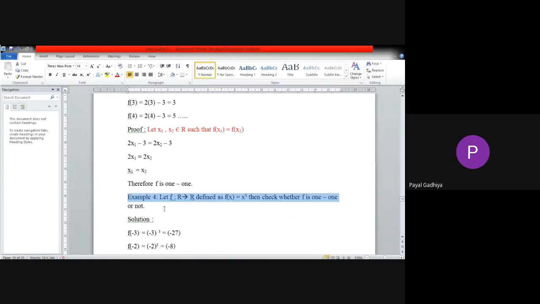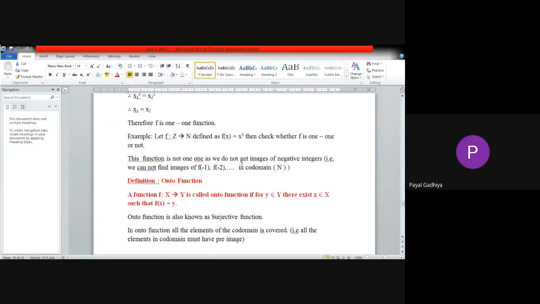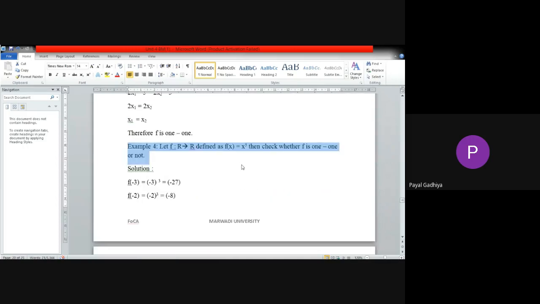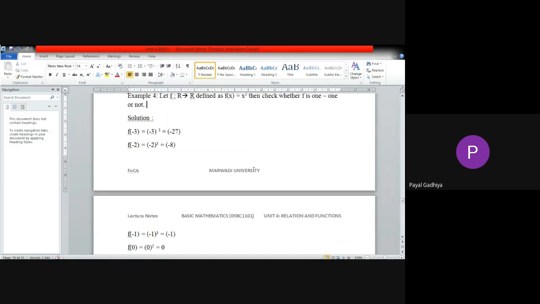Yes, ma'am. Okay, so take a screenshot of this question and do it in your homework. This is f(x) equals x cube. Check whether this function is one-one or not. Have you taken the screenshot?